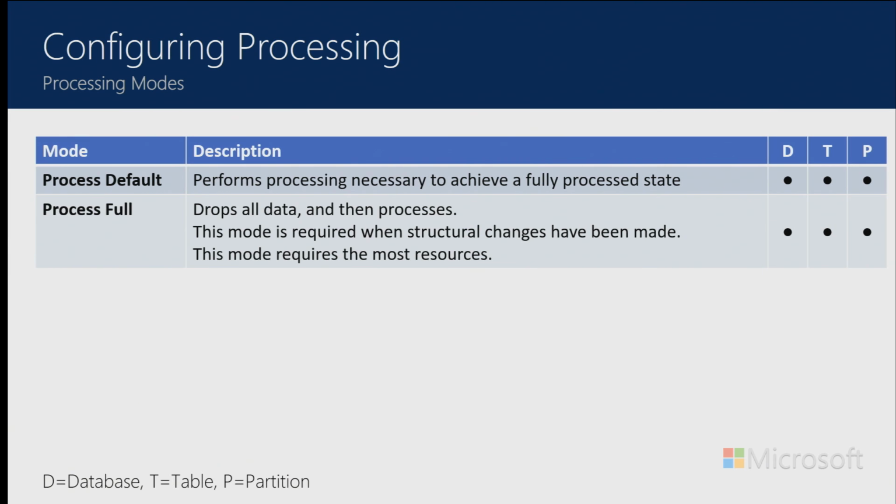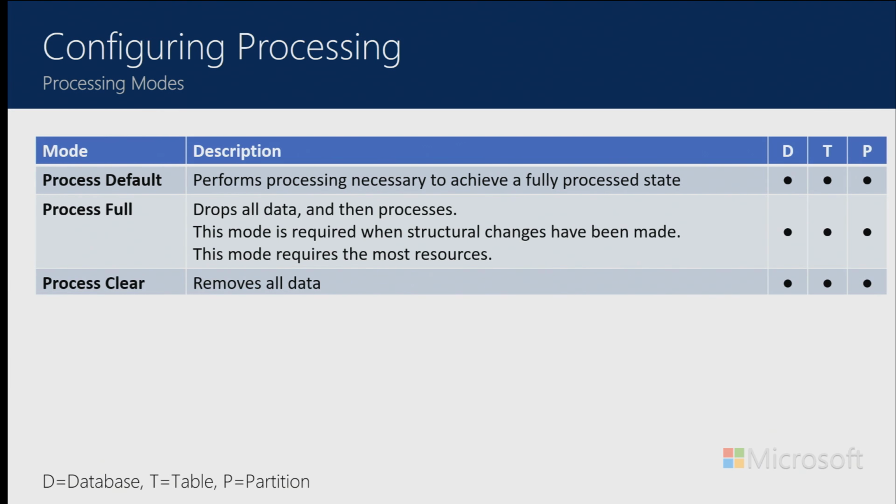In fact, you need to be a little careful here. If you have a large model and you do a process full, to ensure that the current model continues to be available, it will keep it available and then start building an entire other model. That says to us that our server must have sufficient memory for both the current model and the model that is being fully processed. There's also the process clear, and this removes all data. So note that these three commands apply to database, table, and partition level.